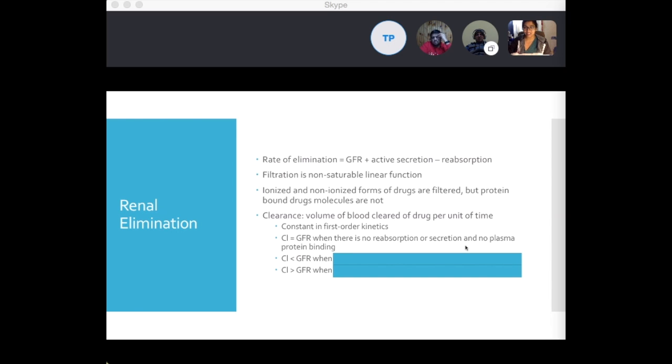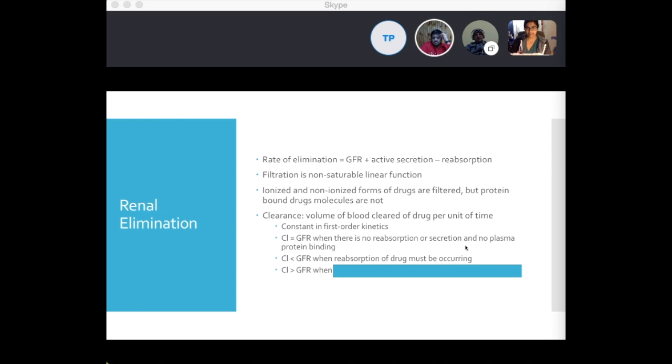So when clearance is less than the GFR, what does that mean? Plasma protein is increased. Clearance is less than filtration. So there's increased plasma protein. More secretion than reabsorption? The other one. So more reabsorption than secretion? Yeah.